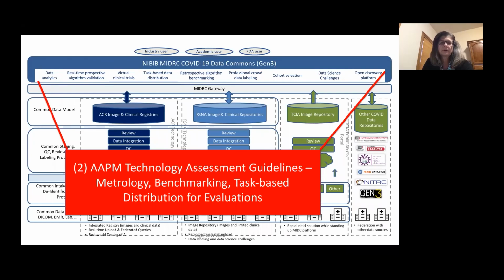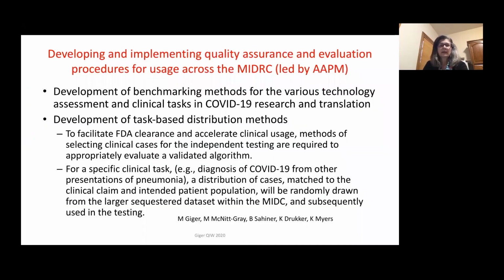And there's also the AAPM's role in technology assessment, metrology, benchmarking, and task-based distribution for evaluation in order to expedite the evaluation of developed AI algorithms to the public. The development of benchmarking methods for the various technology assessment and clinical tasks in COVID-19 research and translation are needed and will be investigated, and the development of task-based distribution methods. Both of these are being developed to facilitate FDA clearance and accelerate clinical usage.